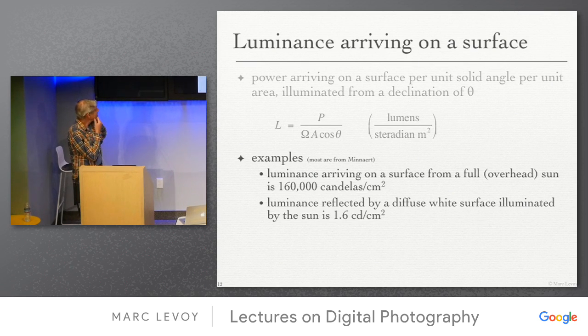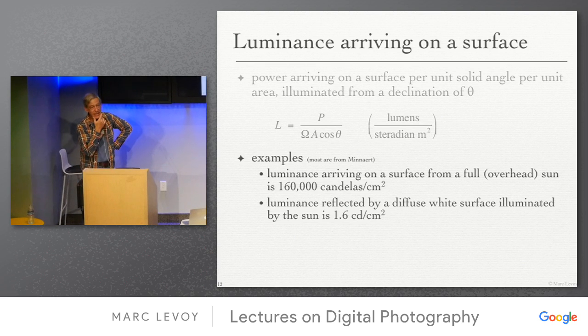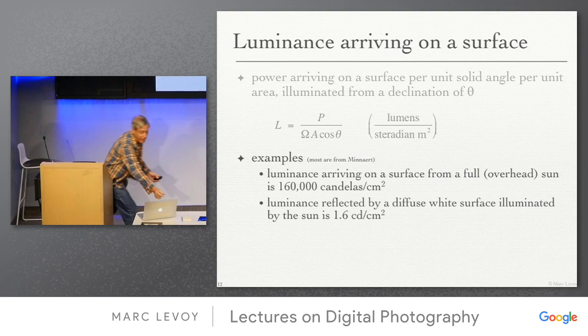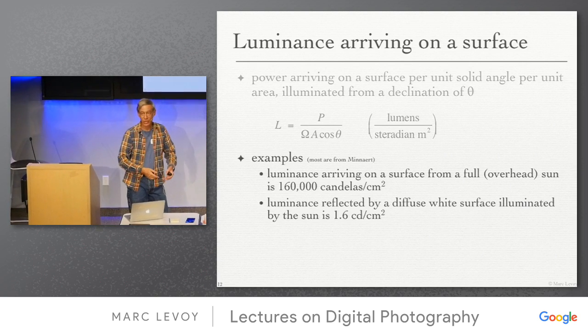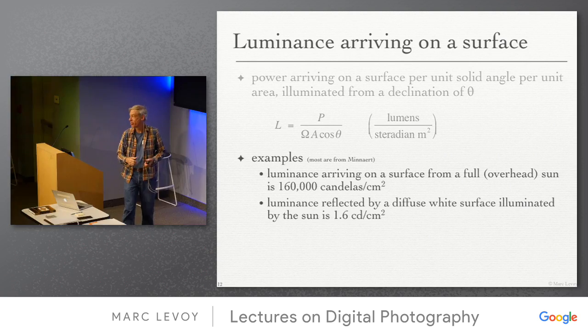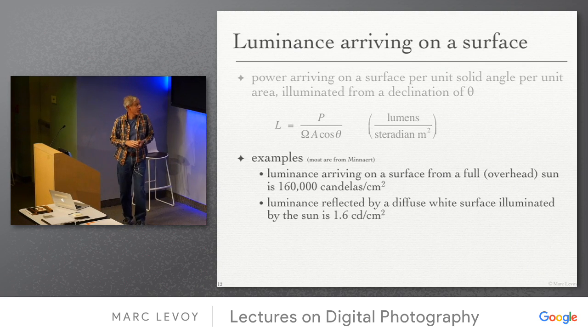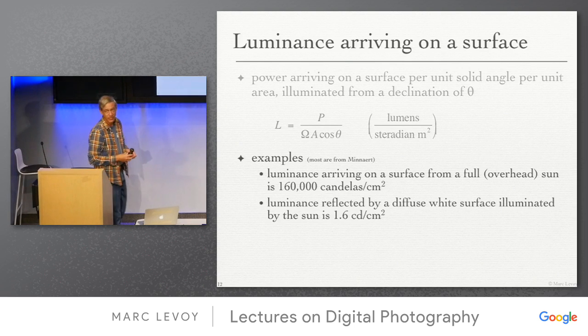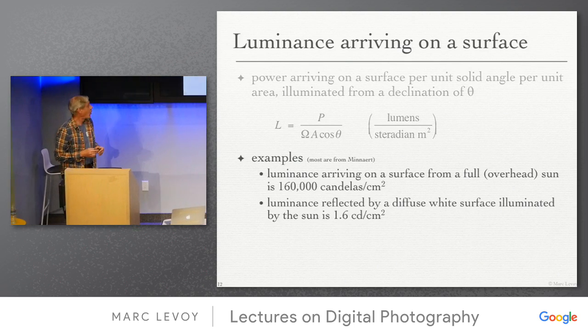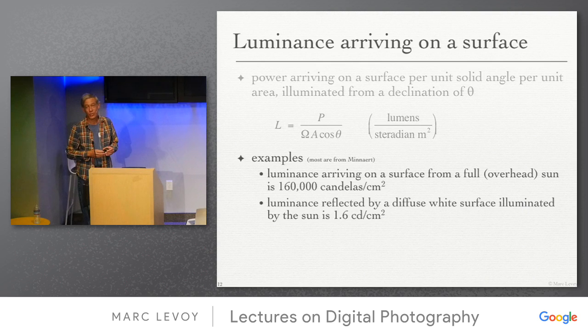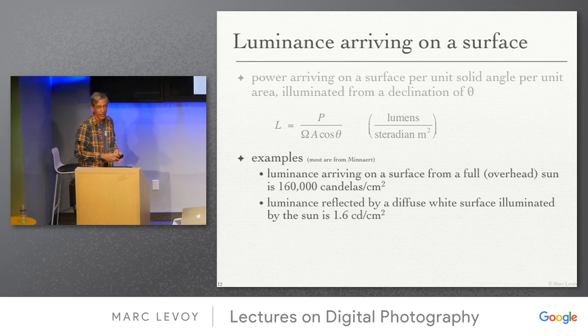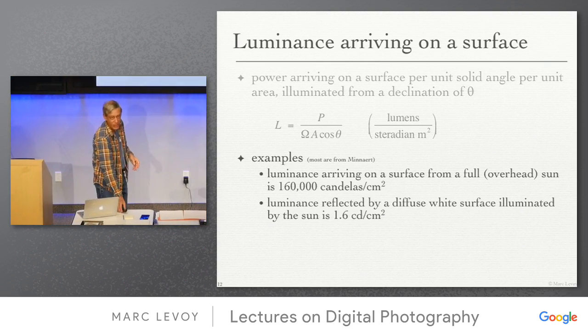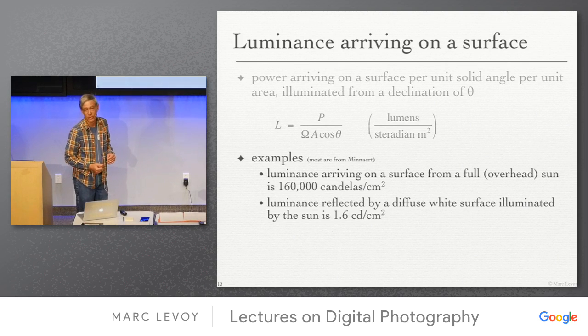Okay, so the luminance arriving on a surface from a full overhead sun is 160,000 candelas per centimeter squared. So if we have a piece of sidewalk here, it's going to be 160,000 lumens per steradian per meter squared. The luminance reflected by a diffuse white surface, let's say that sidewalk were 100% reflective, is only 1.6 candelas per centimeter squared, which is basically slightly more than a candle. So why this huge difference if the surface is 100% reflective?